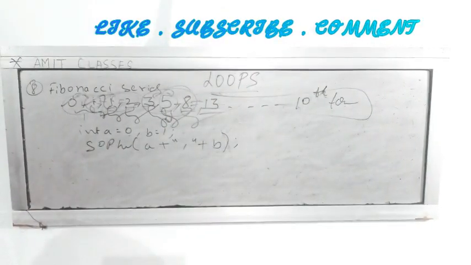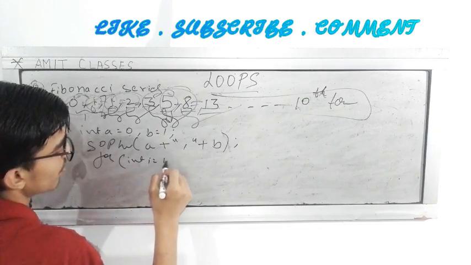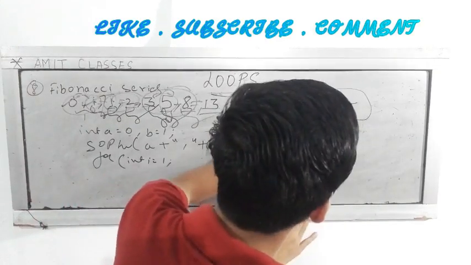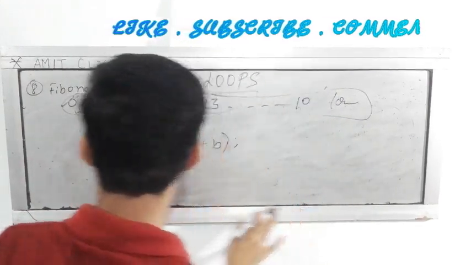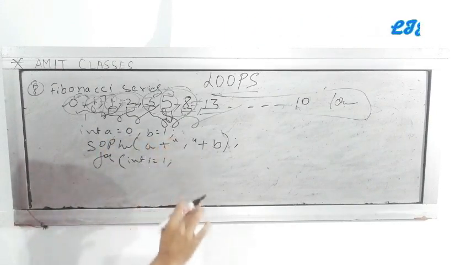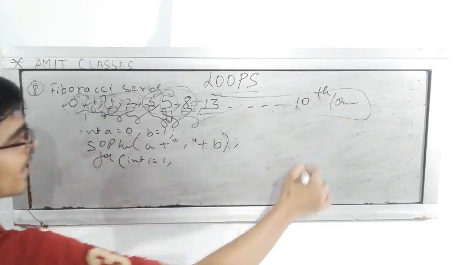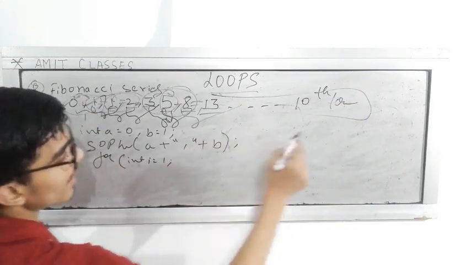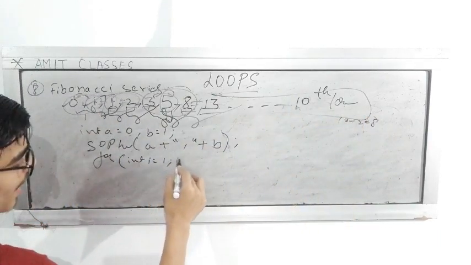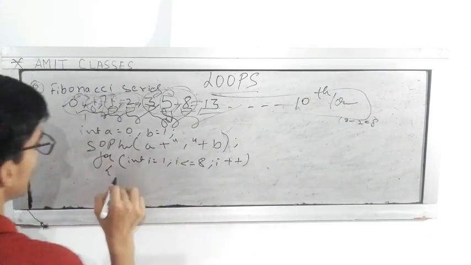So for int i is equal to 1, and 2 terms we have found here, a is 0 and b is 1. 2 terms are here, and we have to find 10 terms. So the remaining terms are 10 minus 2, that is 8 terms. So we will write here i is less than or equal to 8 and i plus plus.